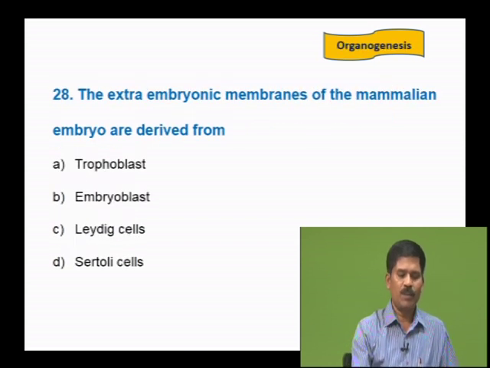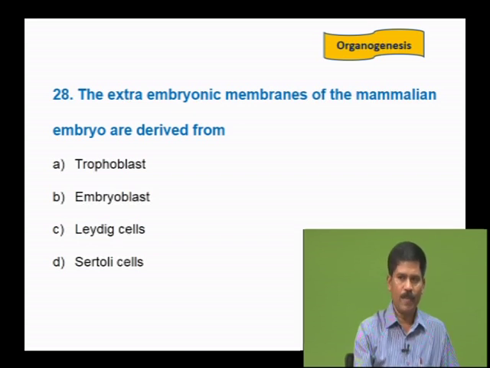The extraembryonic membranes of the mammalian embryo are derived from. ನಾನು ಬ್ಲಾಸ್ಟೋಸಿಸ್ಟ್ ಹೇಳ್ಬೇಕಾದ್ರೆ ಹೇಳ್ತಾ ಇದ್ದೆ, ಆ ಬ್ಲಾಸ್ಟೋಸಿಸ್ಟ್ ಅಲ್ಲಿ 2 ಲೇಯರ್ಸ್ ಬರುತ್ತೆ, ಟ್ರೋಪೋಎಕ್ಟೋಡರ್ಮ್ ಅಂಡ್ ಇನ್ನರ್ ಸೆಲ್ ಮಾಸ್ ಅಂತ ಕರಿತೀವಿ. ಆ ಟ್ರೋಪೋಎಕ್ಟೋಡರ್ಮ್ results in the formation of placenta as well as extraembryonic membranes. So therefore trophoblast is the right option and the rest are wrong, because embryoblast develops into embryo, Leydig cells secrete testosterone and Sertoli cells are nutritive in function.